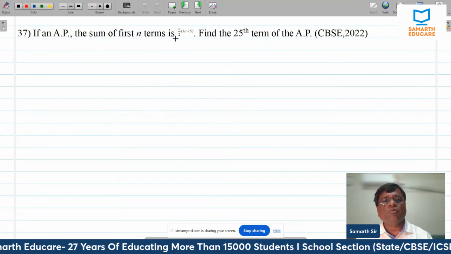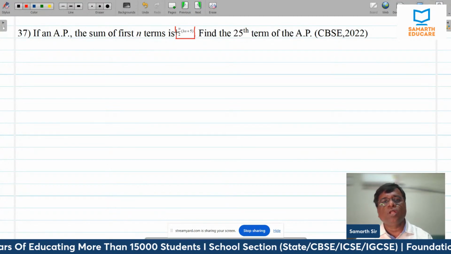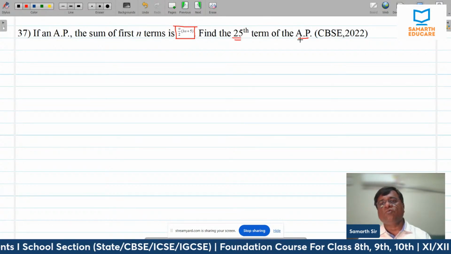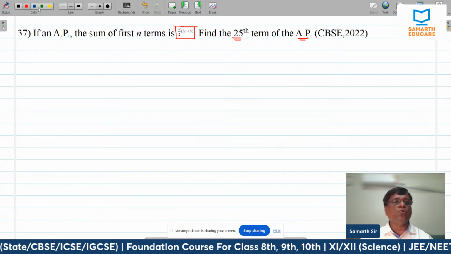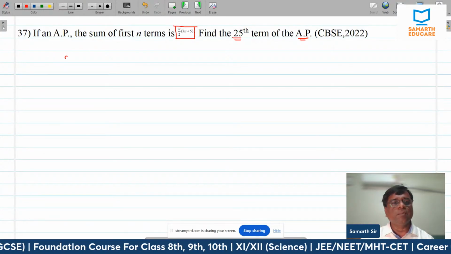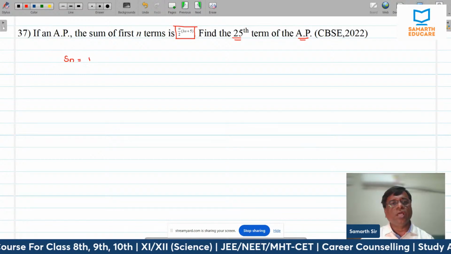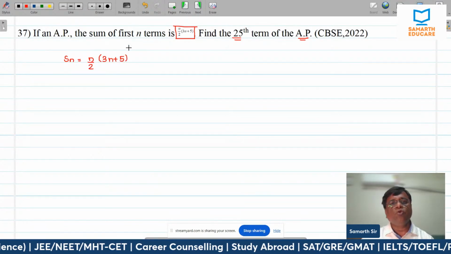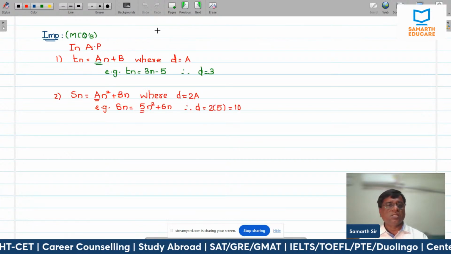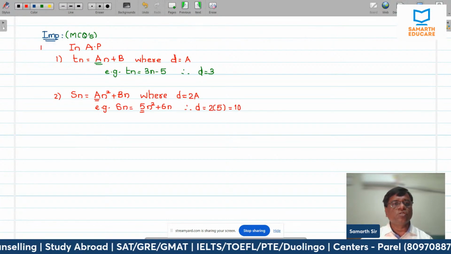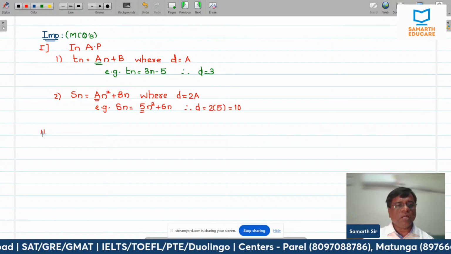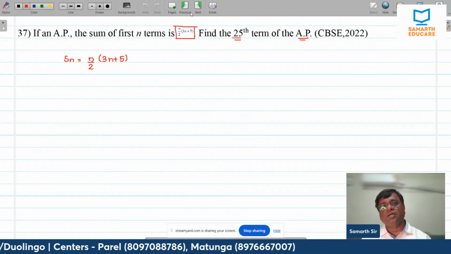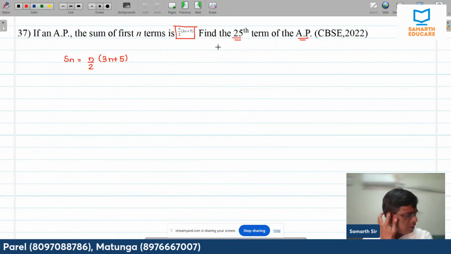Now you observe sum of n terms. See here, as I said earlier, it's a quadratic polynomial. Find the 25th term of the AP. This was a CBSE 2022 question. It is not far-fetched. Sn is equal to n upon 2, 3n plus 5. Now one more thing I would like to add in this is, second part is in general, because I'm looking for the nth term, right? 25th term means I am looking at the nth term.